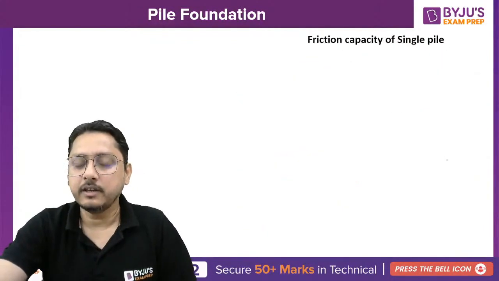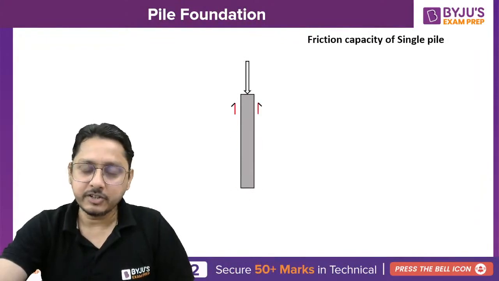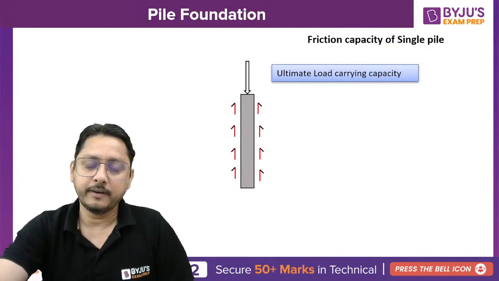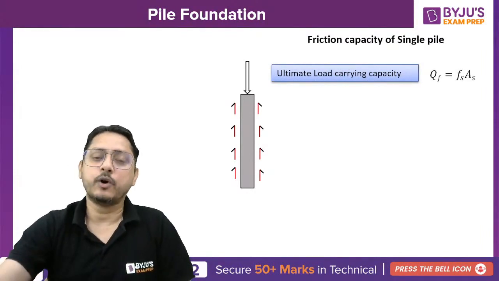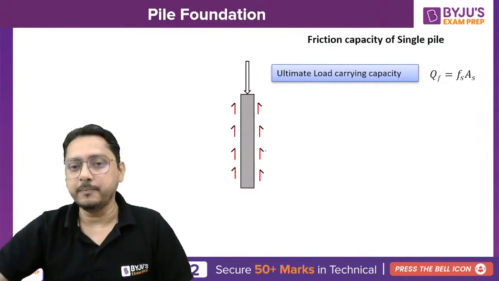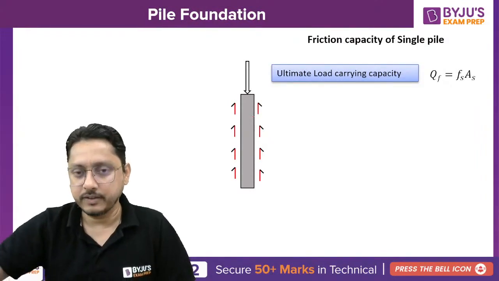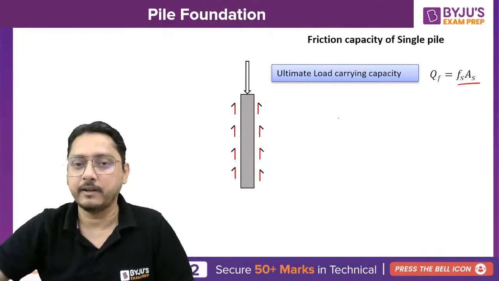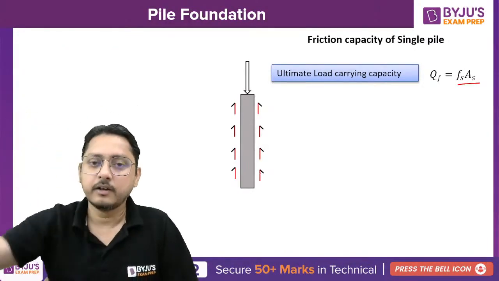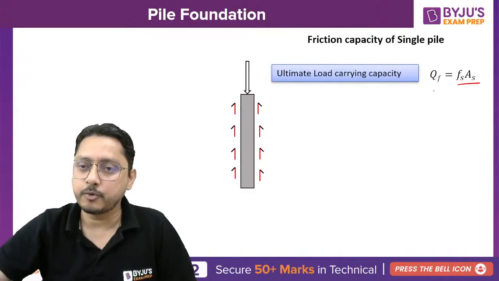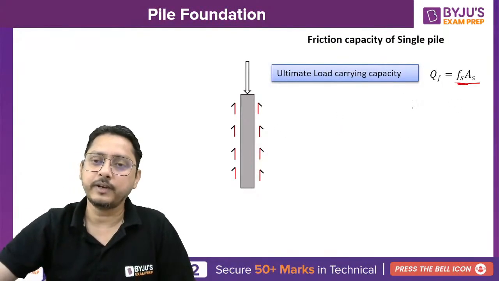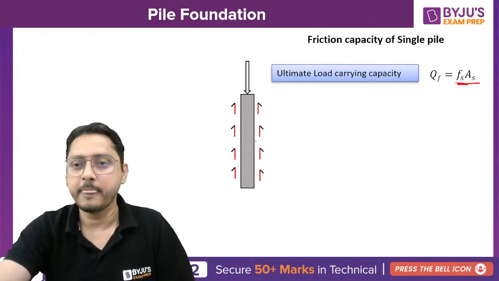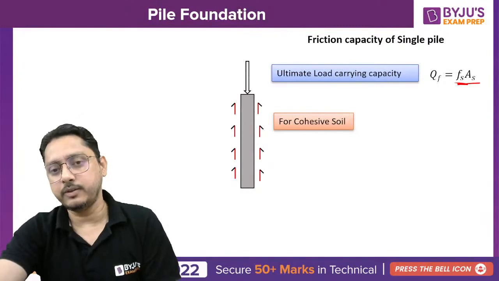Now let us see, if you have a pile which is resisting all the load due to the friction, how the frictional formula can be calculated. So the ultimate load carrying capacity, if you want to calculate only due to the friction, multiply the frictional strength which we are getting here, frictional force, with the surface area of your pile, the skin surface area of the pile. If you multiply with that frictional force, you will get the total load carrying capacity of the pile due to the friction, isn't it? Now for a cohesionless soil and cohesive soil, how can you calculate?